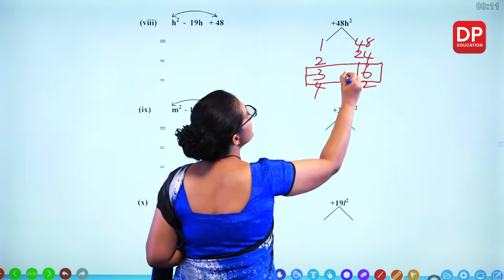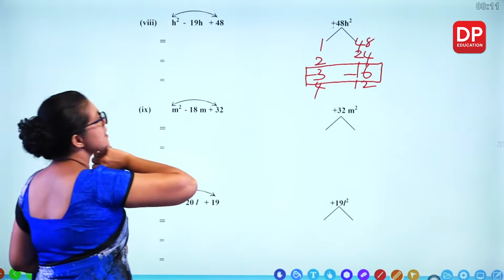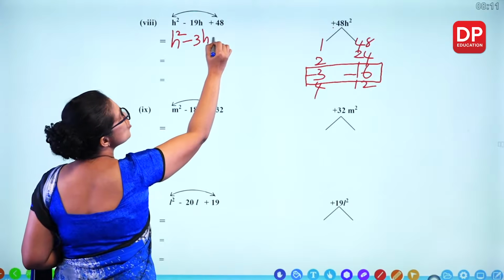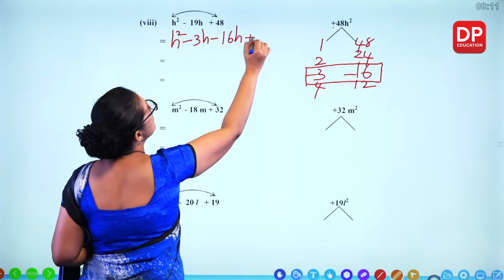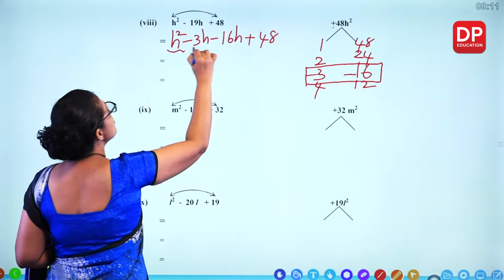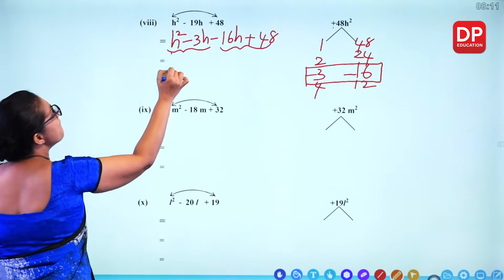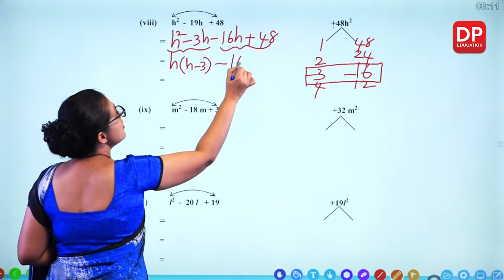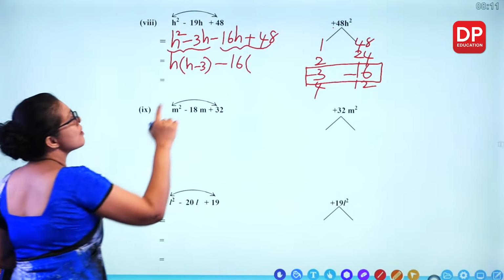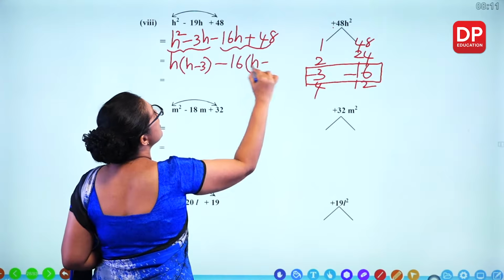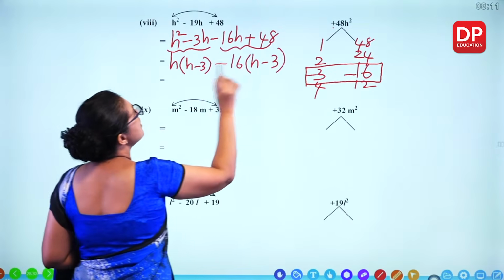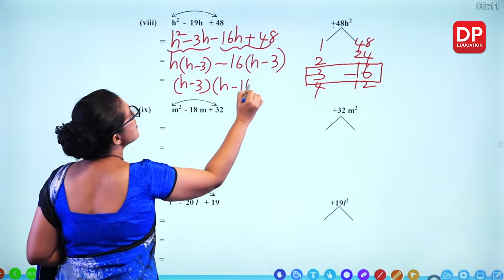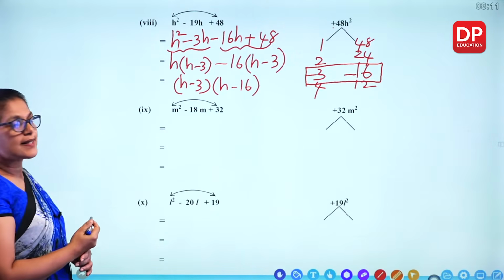Both should be minus to get plus 48. So split the middle term into minus 3h and minus 16h. Take 2 at a time. When you take h out, you get h minus 3. Here you need to take minus 16 out to get plus h. Then minus 3. H minus 3 is common. Take it out and write h minus 16.